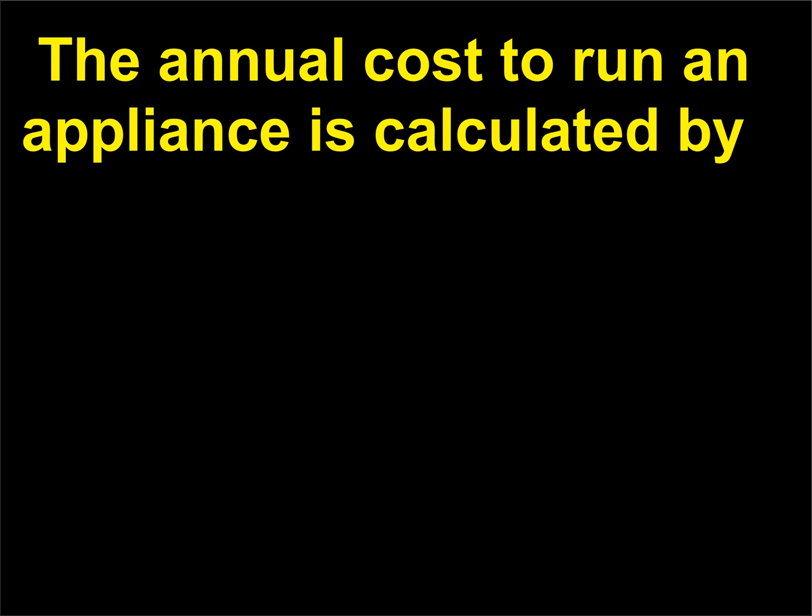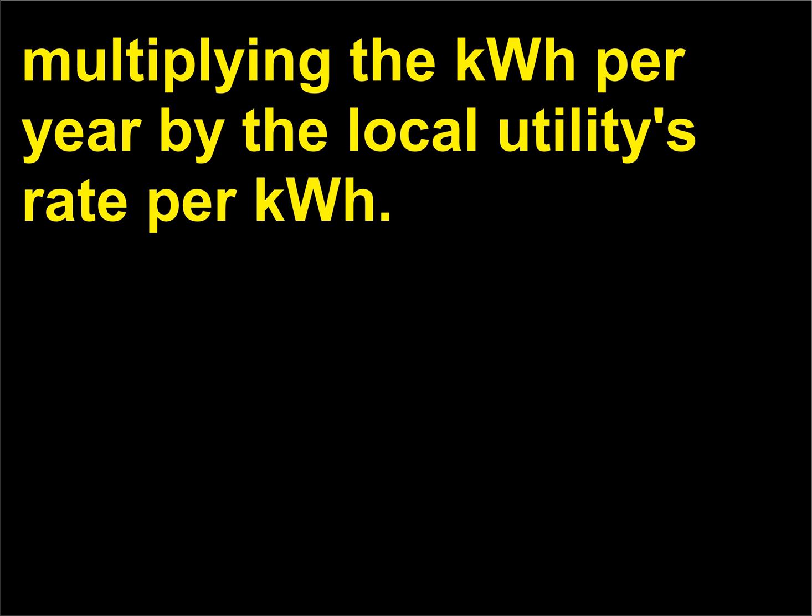The annual cost to run an appliance is calculated by multiplying the kilowatt-hours per year by the local utility's rate per kilowatt-hour.